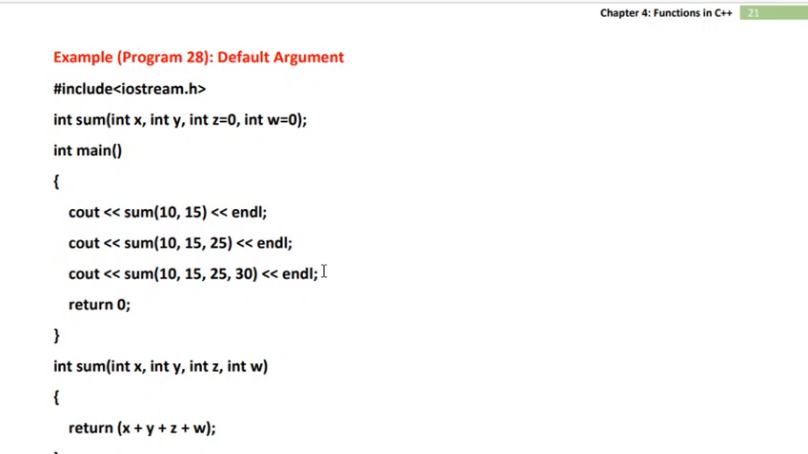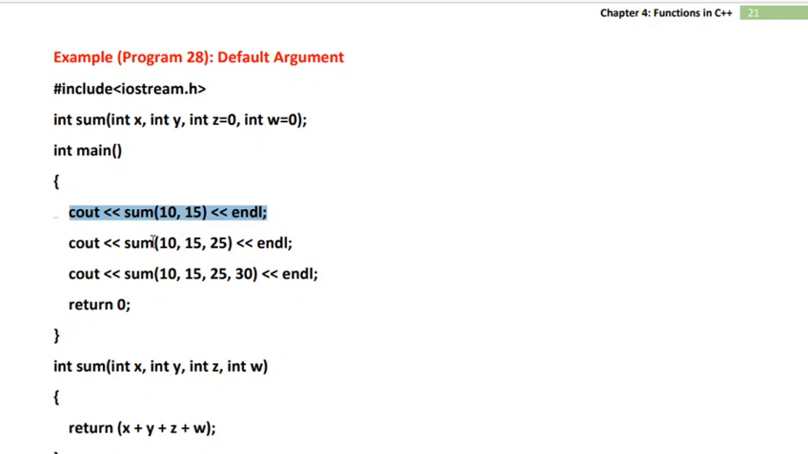So in the first instance, what I've done is I have called function sum by providing 2 integer values, 10 and 15. Now 10 will be copied to x, 15 will be copied to y, and since values for z and w are not provided, it will take the default value, that is 0 for z and 0 for w. So this particular function will return 25 as the sum of 10, 15, 0 and 0.